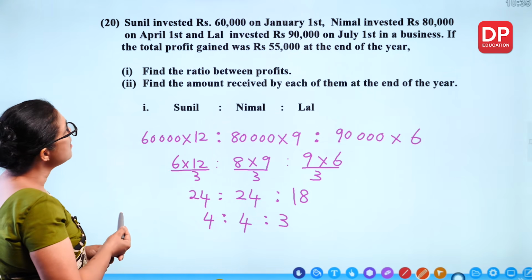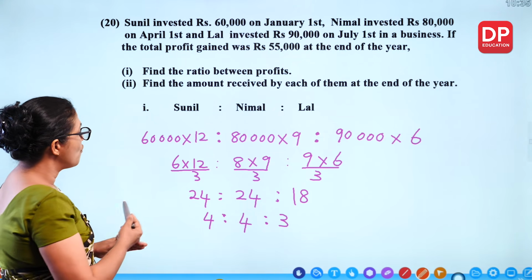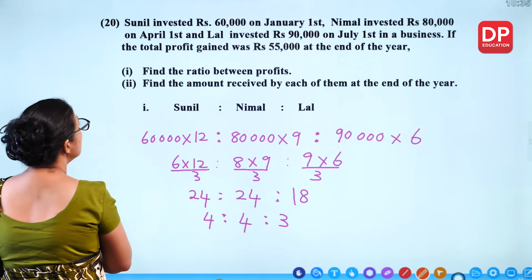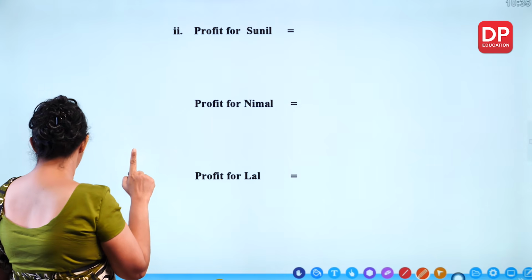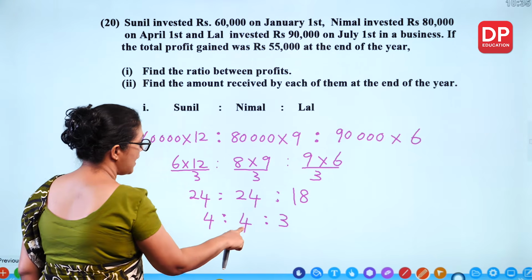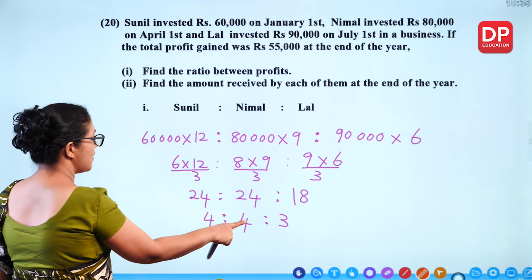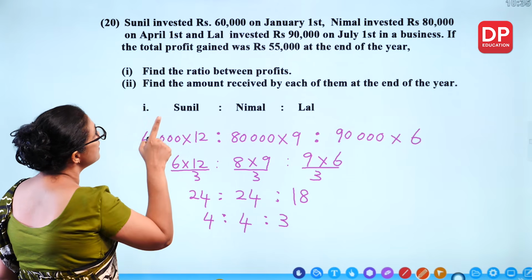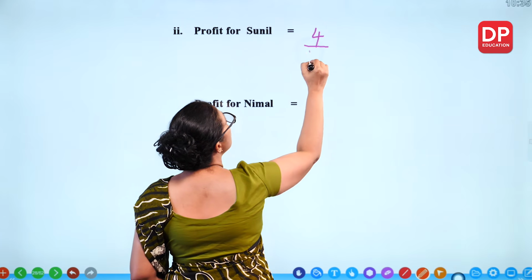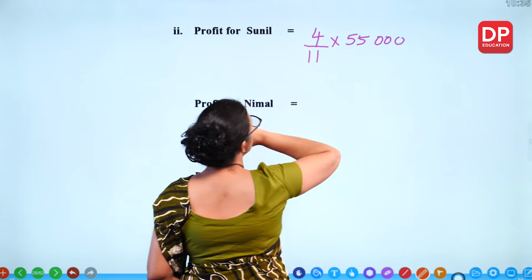Now we need to find the amount received by each of them at the end of the year. So 4 to 4 to 3, Sunil, Nimal and Lal. So we'll check the profit for Sunil. Now what's the fraction for Sunil? 4 out of 11 parts. Altogether 4 plus 4, 8. 8 plus 3, 11. 4 out of 11 into 55,000. That's the profit for Sunil.